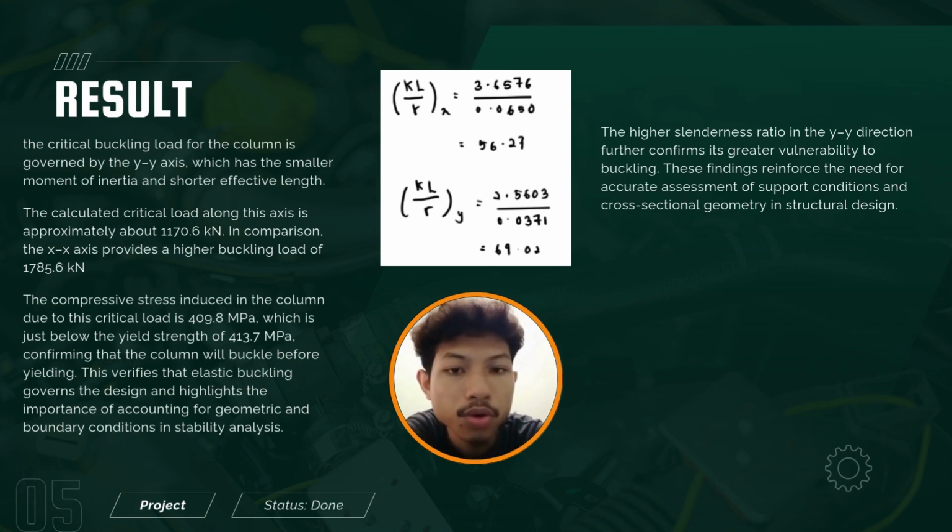Next, we also calculate the slenderness using the formula KL over r. We can see that the higher slenderness ratio in the y direction further confirms its greater vulnerability to buckling. The slenderness ratio for y is higher than x. These findings reinforce the need for accurate assessment of support conditions and cross-sectional geometry in structural design.